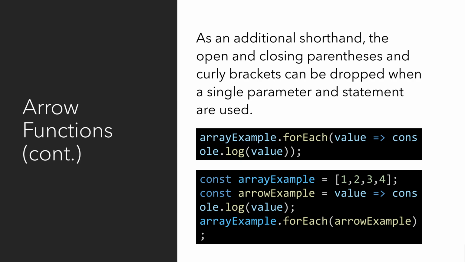But if it's more than one line within the body, you need the open and closing curly brackets, and if it's more than a single parameter, you need the open and closing parentheses for the arrow function. This has been a review of arrow functions within JavaScript ES6.